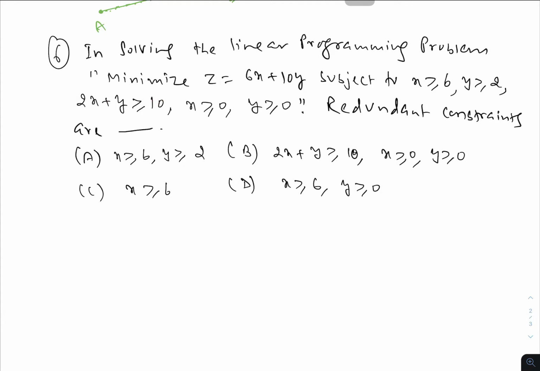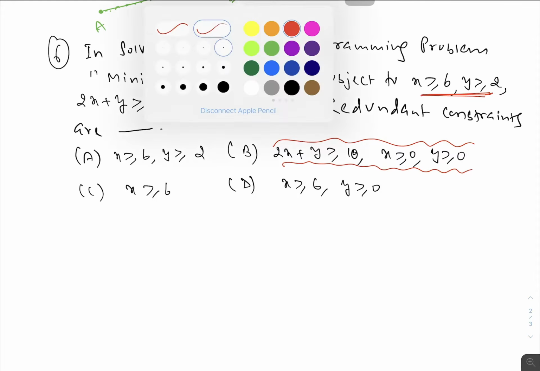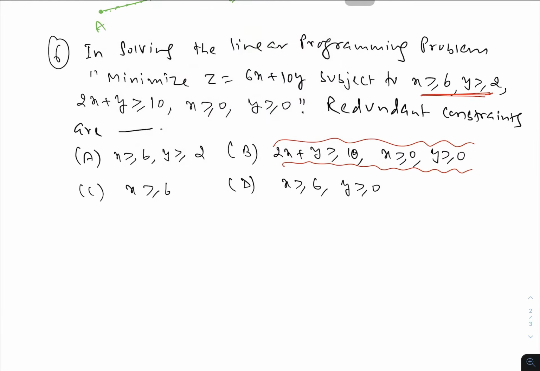That means the condition 2x plus y greater than or equal to 10, x greater than or equal to 0, y greater than or equal to 0, are not required. These three constraints are not required if you keep x greater than or equal to 6, y greater than or equal to 2. So the redundant constraints are 2x plus y greater than or equal to 10, x greater than or equal to 0, y greater than or equal to 0. So B is the option.